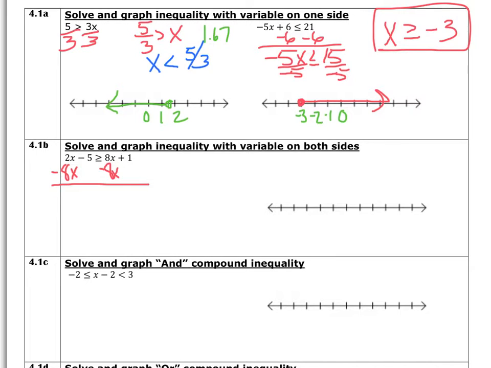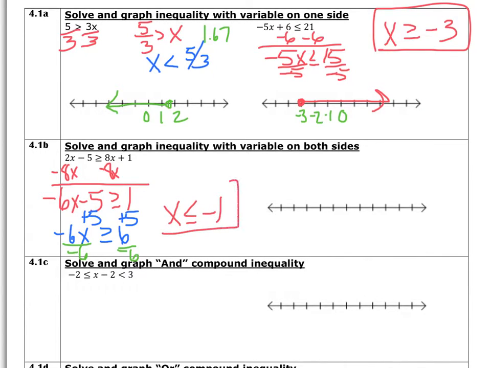So that's going to leave us with negative 6x minus 5 is greater than or equal to 1. Now we're going to have to add 5 to both sides. So that's negative 6x is greater than or equal to 6. Now we're going to come in and divide by negative 6. Dividing by a negative is going to cause this inequality symbol to flip. So what we're going to have is x is now less than or equal to negative 1.